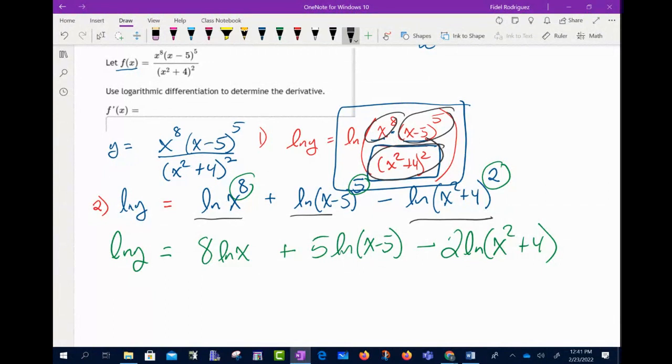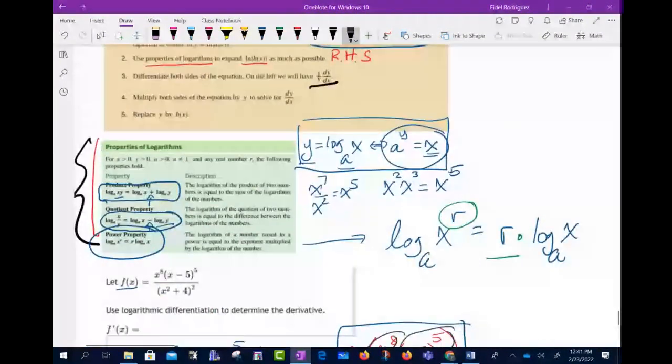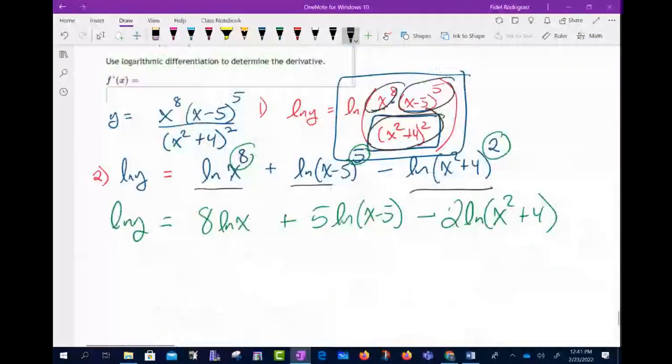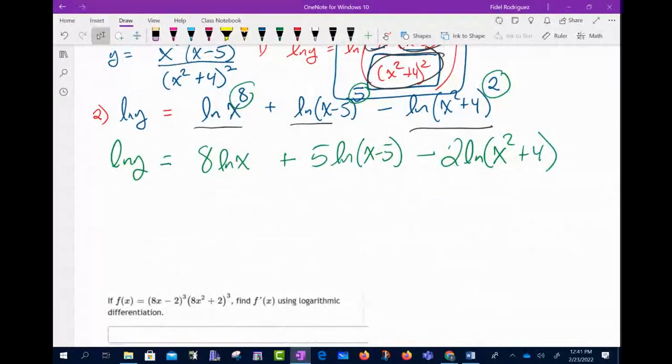So look, I'm going to scroll back up so I can take a look at what my step number 3 tells me to do. Step number 3 says we're going to take the derivative on both sides of the equation, and this is what it's going to look like on the left, okay? So my step number 3, we're going to take the derivative on both sides. We already said that the derivative of the natural log of y would be 1 over y with a dy dx.